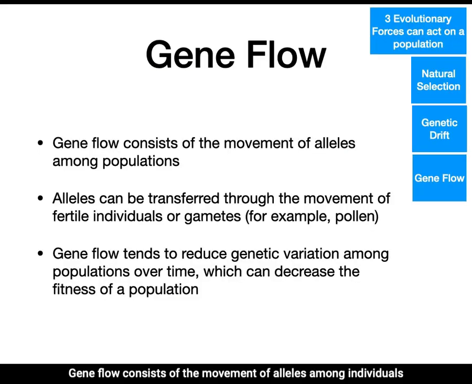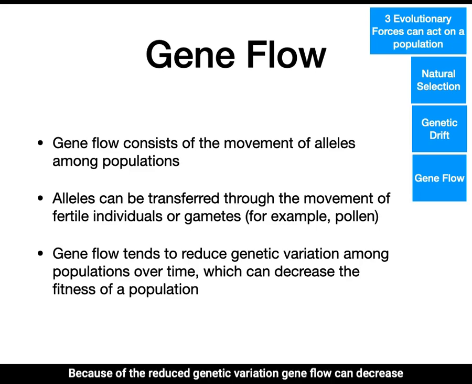Gene flow consists of the movement of alleles among individuals. Alleles can be transferred through the movement of individuals or gametes, for example, pollen. Gene flow tends to reduce genetic variation among populations over time.